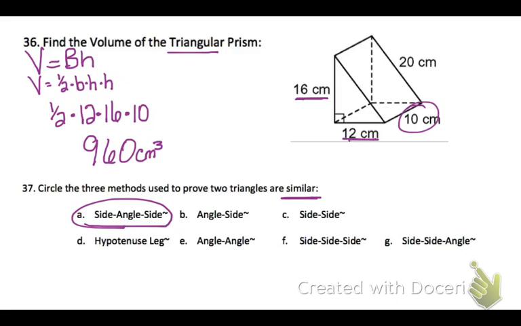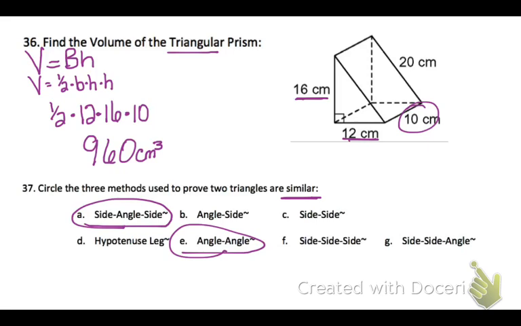using side angle side. We also learned that if we can prove that 1 or 2 angles of one triangle are congruent to 2 angles of another triangle, using the third angle theorem, we know that the third angle is also congruent, then we can say that those 2 triangles are similar by angle angle.